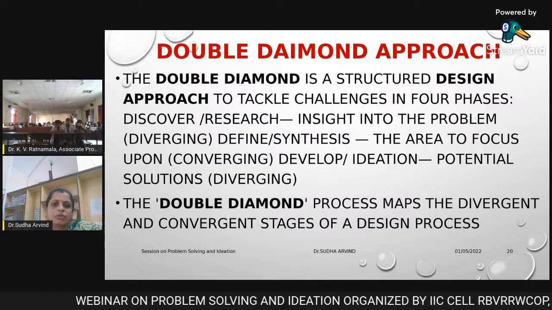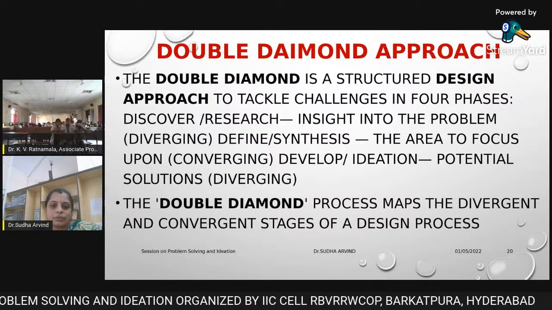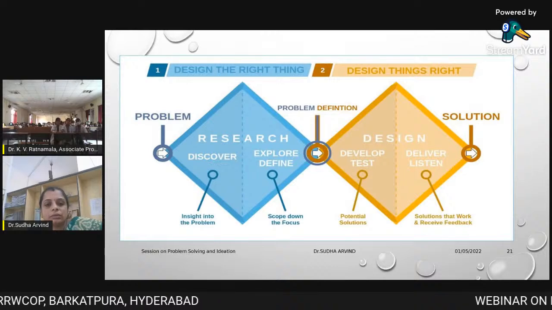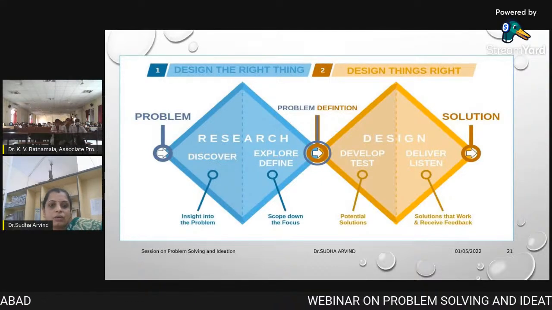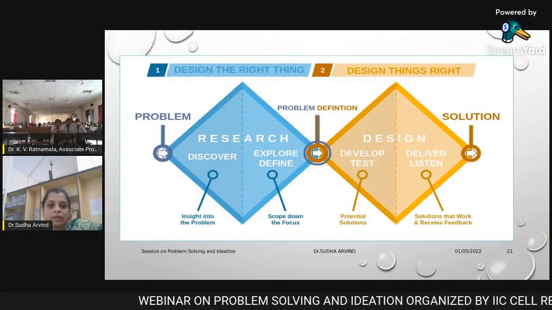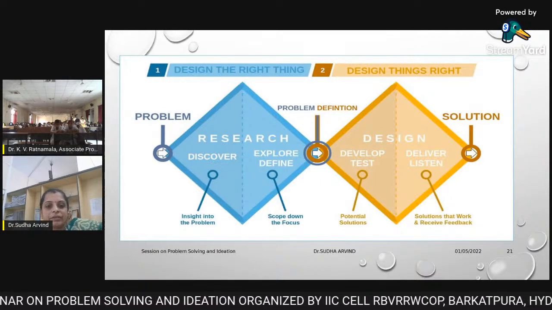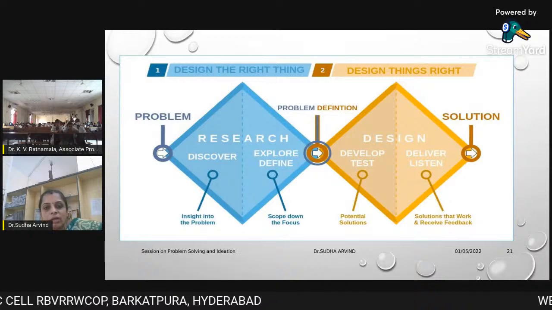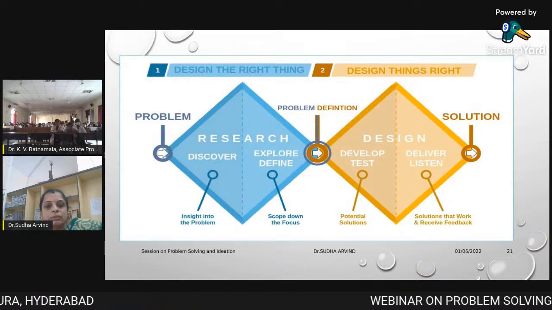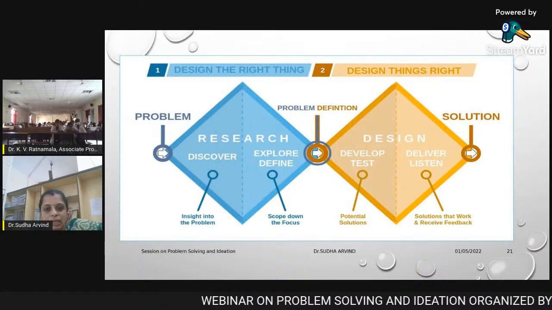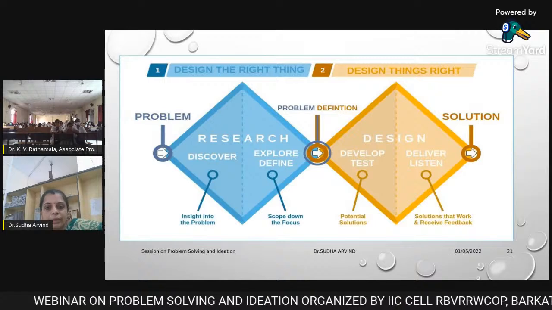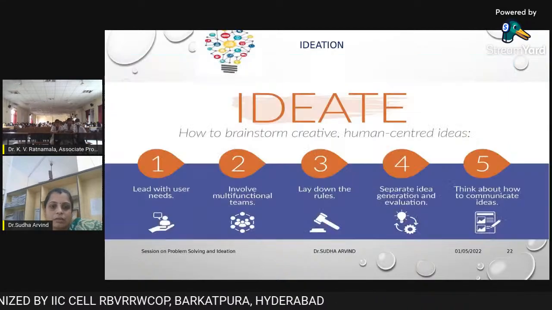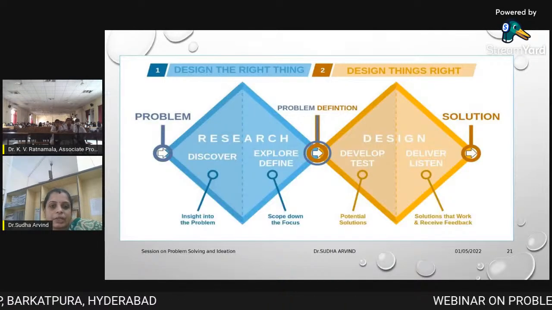Here it is going to map some stages of a design process. When you are going to identify the problem, that is the first stage. You are going to discover, do the research on that, and explore that and come out with the definition. You are going to define the problem, or come out with the problem statement. Then you are going to come out with ideas, then implement them in the form of a prototype, and then come out with the product solution. This is one way of representing it in a structured manner.